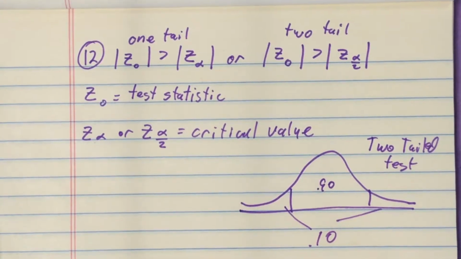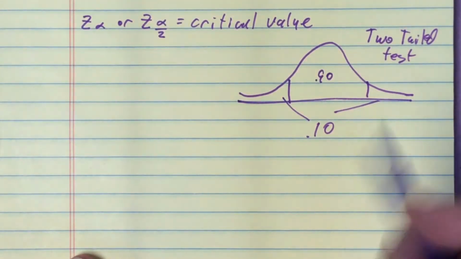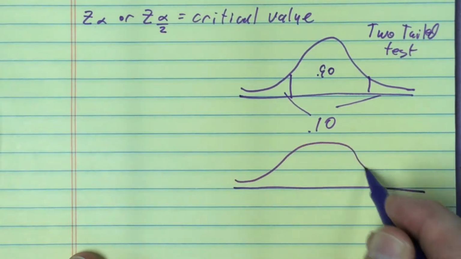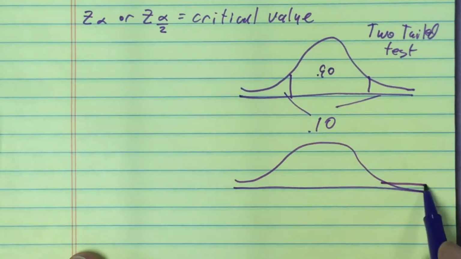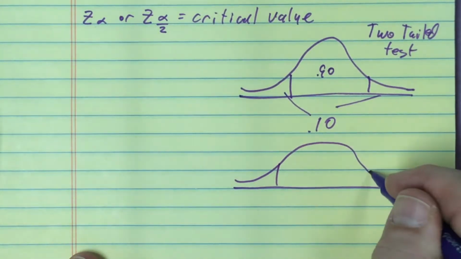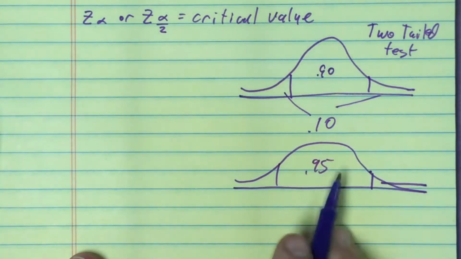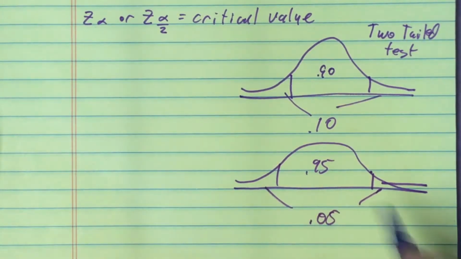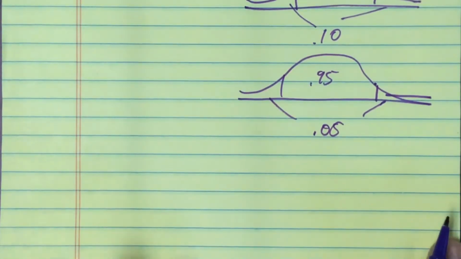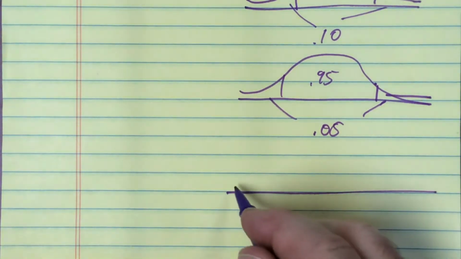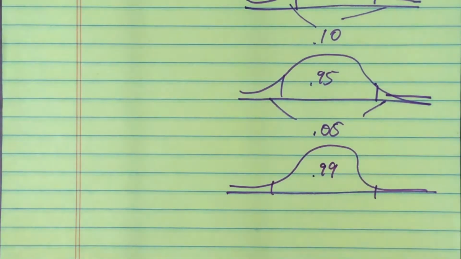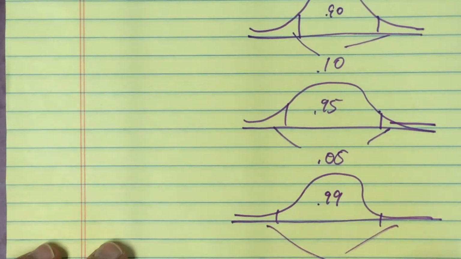If we're looking at a 5% level of significance, then we'd be looking at a normal distribution, and my graphs are not the best. We'd be looking at 0.95 of the area being here, like we would for the confidence interval, where the remaining two areas are going to be 0.05. If we're looking at a 1% level of significance, then the area of this part here would be 99%, and the other remaining portions would be 1%.